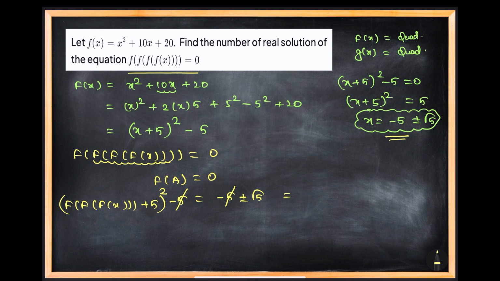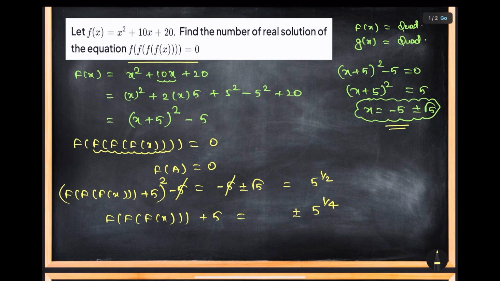So the possibility is 5 power 1 by 2 only. Now we will take square root both sides. So we will be left with f of f of x plus 5 is equal to plus or minus 5 power 1 by 4. If you take root both sides, you will have 5 power 1 by 4.